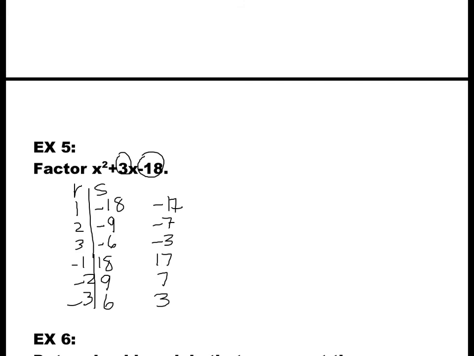The only one which gives you this sum of 3 is negative 3 and 6. So we can say that this one is equal to x minus 3 times x plus 6. And if we expand it, x times x gives us x squared. x times 6 is 6x. Negative 3 times x is negative 3x. 6x minus 3x gives you 3x. And negative 3 times 6 gives you negative 18.